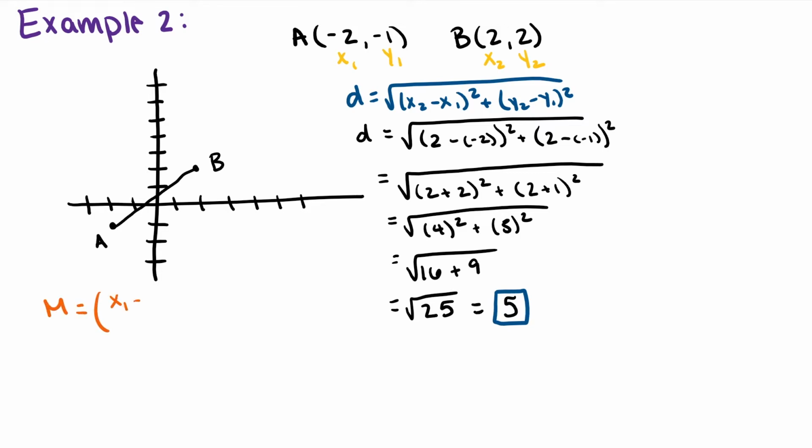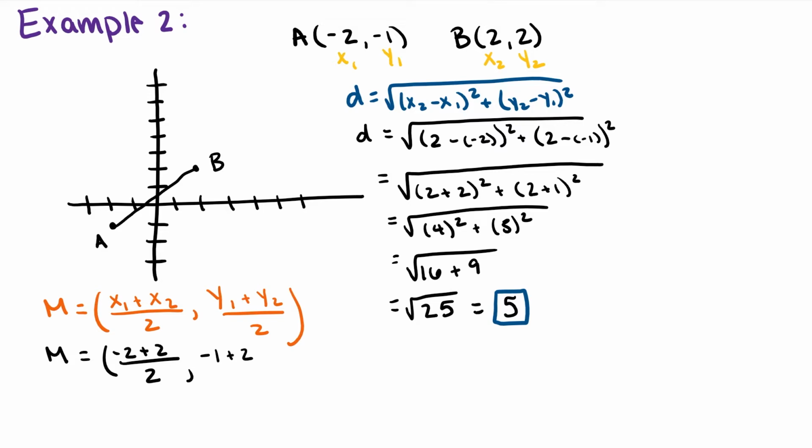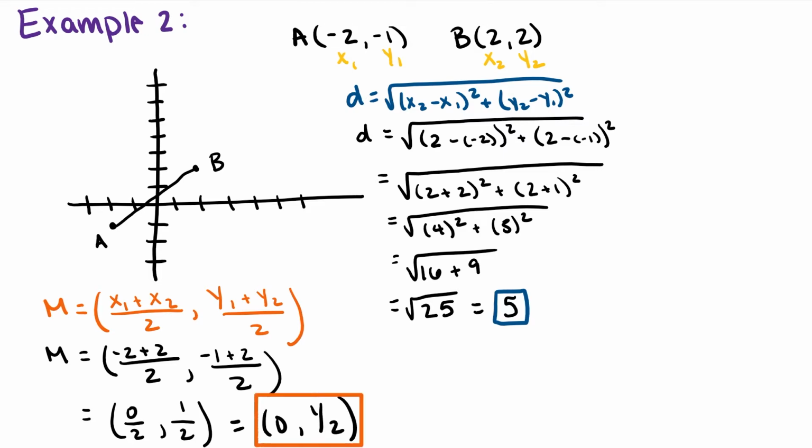Now let's find the midpoint. So our midpoint is (x1 plus x2) over 2 and (y1 plus y2) over 2. Substituting our values gives us (-2 plus 2) over 2 and (-1 plus 2) over 2. So we get 0 over 2, 1 over 2, or (0, 1/2) is our midpoint. Looking at our line segment, we see that that is exactly in the middle of our line segment.